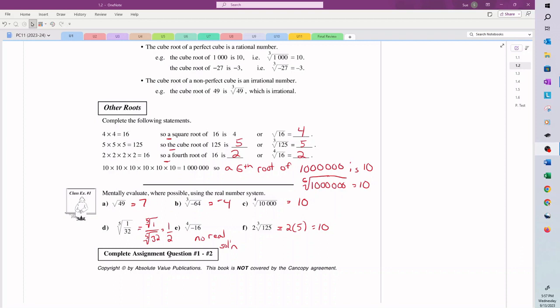And for E, there's no real solution because you can't take an even root of a negative number. It's like you can't take the square root of a negative number. At least there's no real solution to that, and we only deal with real numbers in high school.